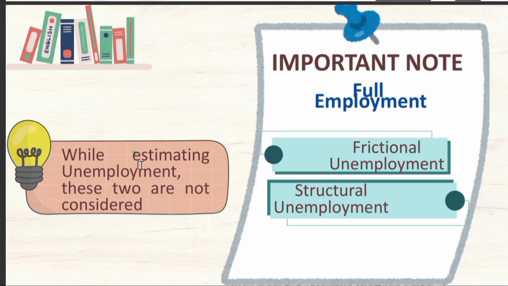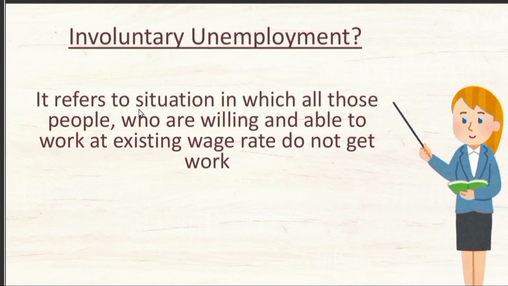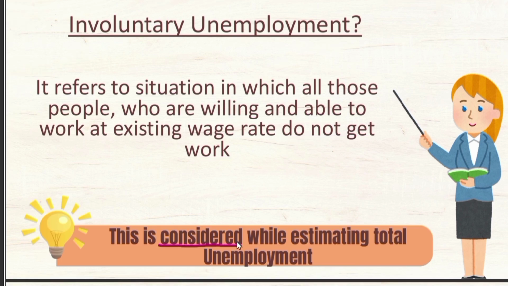That natural unemployment is nothing but the frictional unemployment and structural unemployment. However, while estimating the total size of unemployment, these two types of unemployment are not considered. What is considered is a situation in which all those people who are willing and also able to work at existing wage rate, but they do not get work. So people are ready and able to work at existing wage rate, but they do not find jobs because jobs are not available in the labor market. So this one is considered while estimating the total size of unemployment.